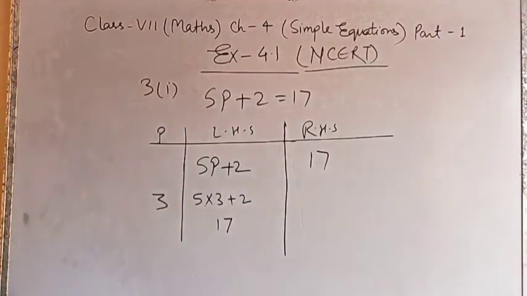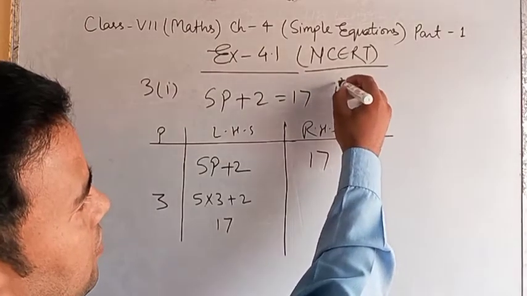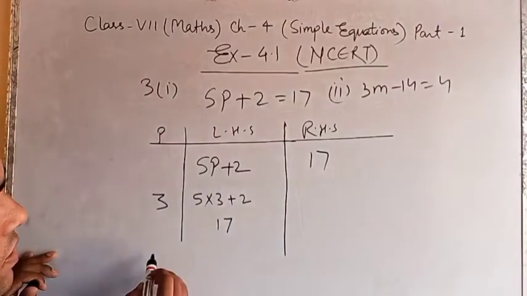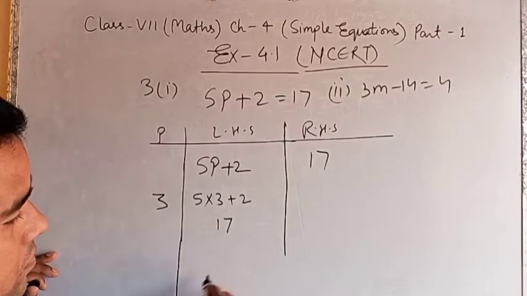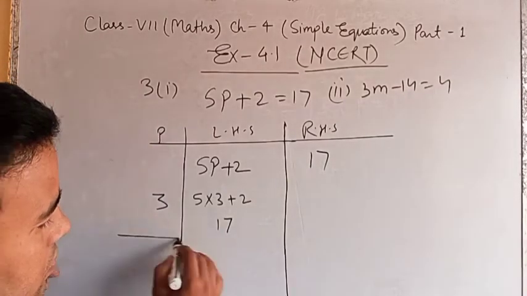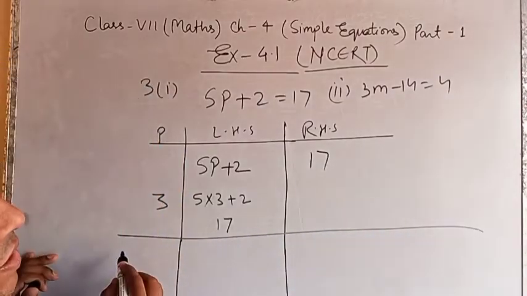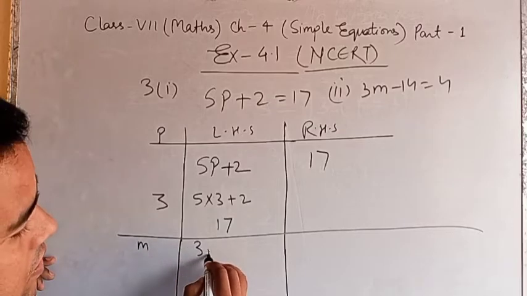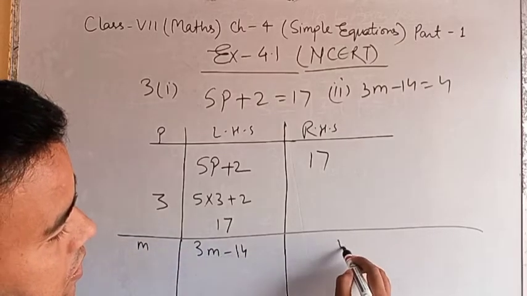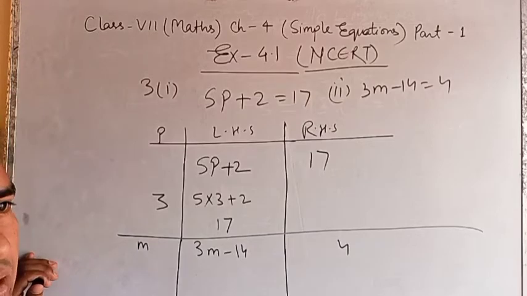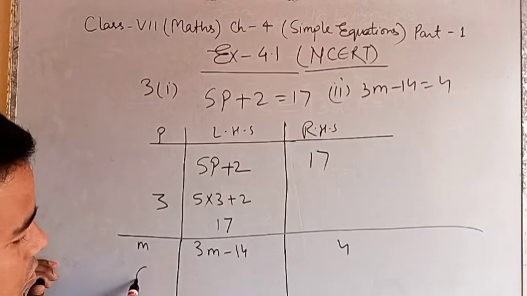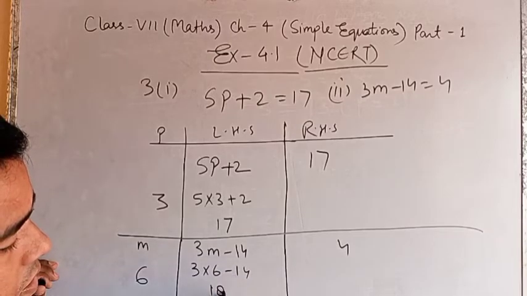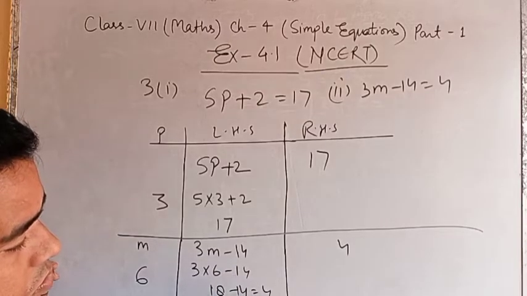Clear? 3m minus 14 means the second equation is given, 3m minus 14 equal to 4. In the second one which variable is given? M. Here is 3m minus 14. Means in m place which number will you take? m equal to 6. 3 into 6 minus 14. 18 minus 14 equal to 4.